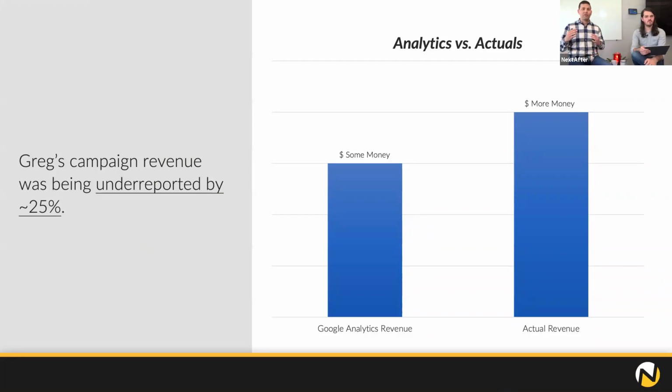It was showing 25% less revenue than he had actually raised. This is, by the way, the first time I've ever made a chart that had the words "some money" and "more money" as the two designations. But it is what it is. It did anonymize some of this.